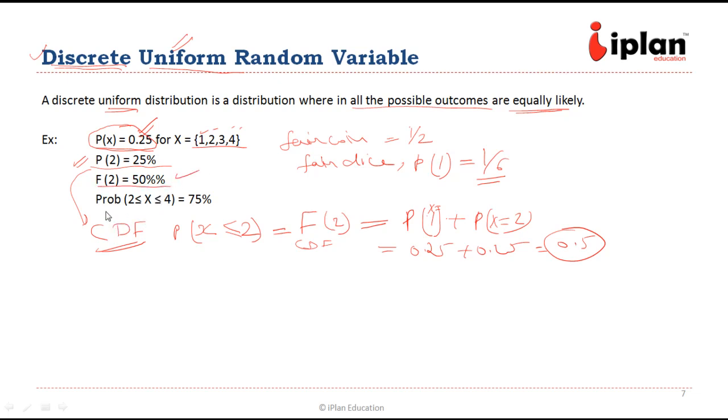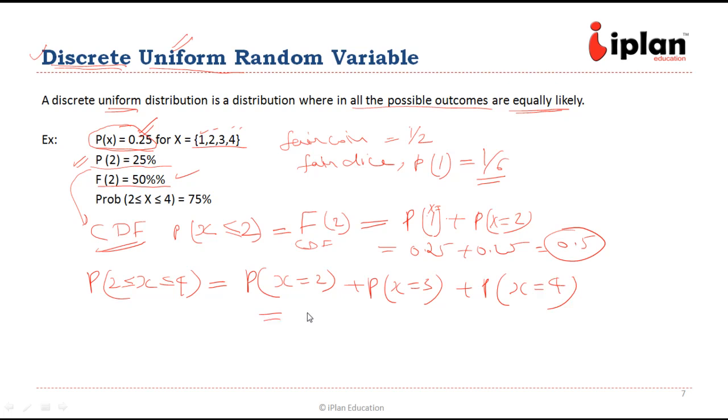And if we want to calculate probability for a range between 2 and 4, so we know this is equal to probability of x equal to 2 plus probability of x equal to 3 plus probability of x equal to 4. There will be 3 cases, so answer will be 0.75 or 75%. So this is the distribution function which can be converted into any of the other functions as per the requirement.